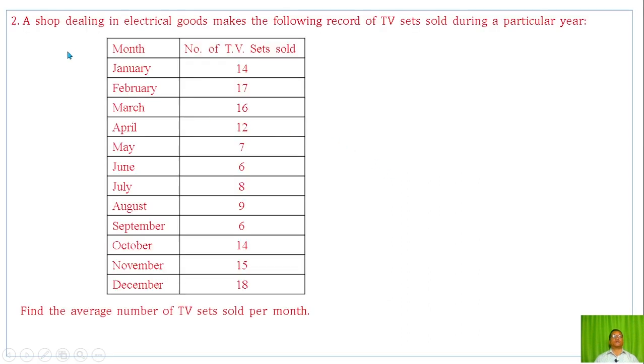Question number 2. A shop dealing in electrical goods makes the following record of TV sets sold during a particular year. Find the average number of TV sets sold per month.